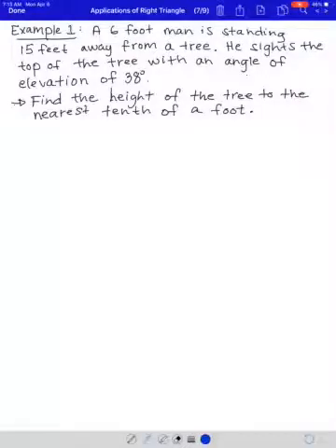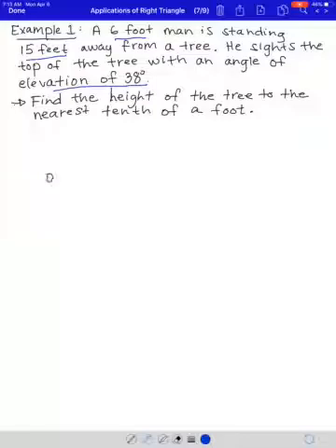Today we're going to take a look at some applications of right triangle trig. So for our first example, we have a 6-foot man who is standing 15 feet away from a tree, and he sights the top of the tree with an angle of elevation of 38 degrees. And we're going to find the height of the tree to the nearest tenth of a foot.